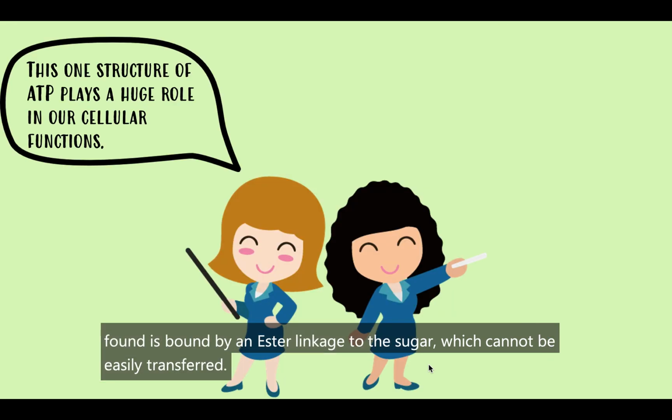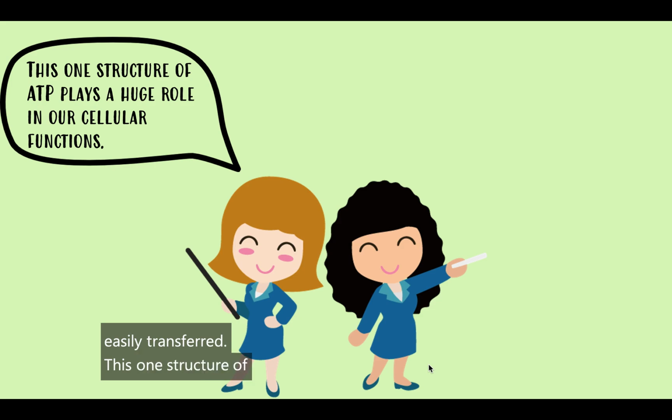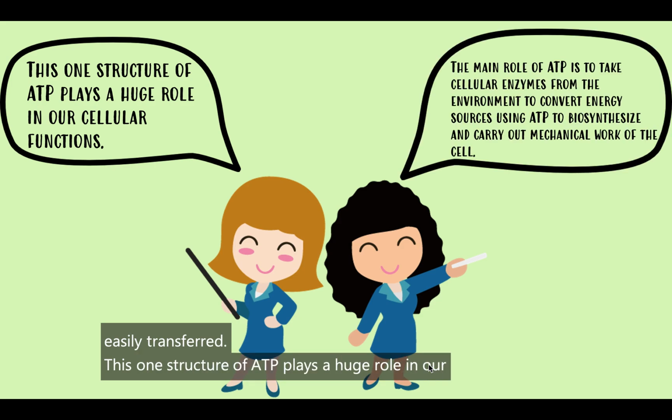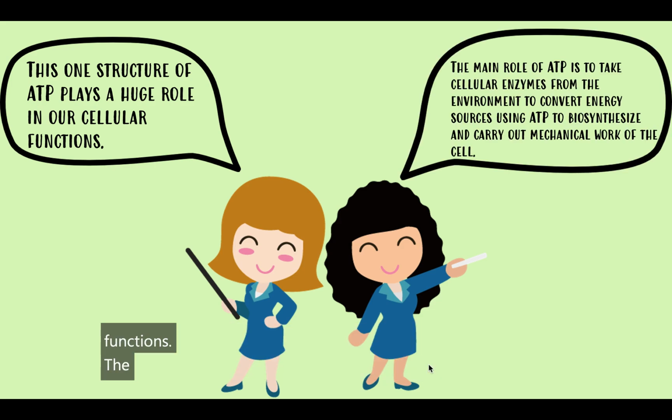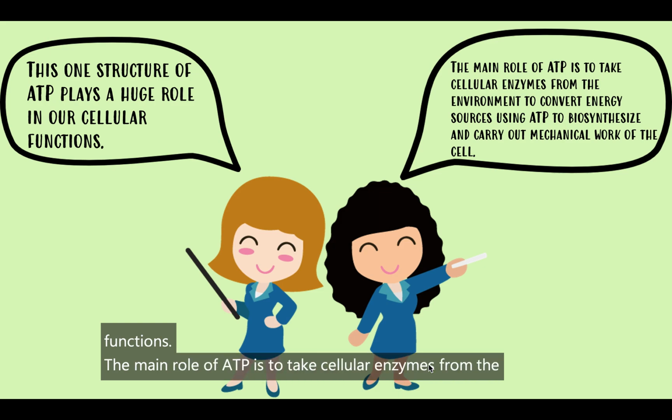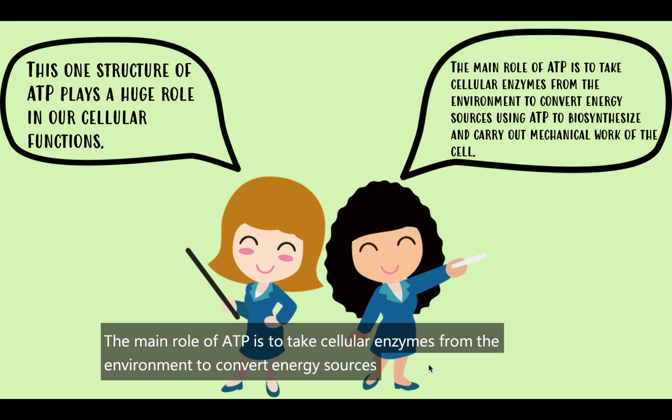This one structure of ATP plays a huge role in our cellular functions. The main role of ATP is to take cellular enzymes from the environment to convert energy sources using ATP to biosynthesize and carry out mechanical work of the cell.